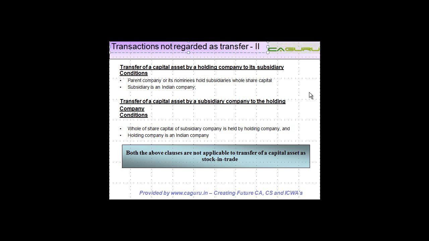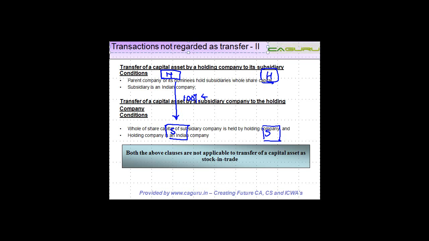Moving on, let's see some more transactions which are not regarded as a transfer. In this case, we are talking about transfers between a holding company and its subsidiary. So there can be two cases here. Let's say you have two companies, we call them H and S, and there are two cases we are dealing with here. The first thing is that the holding company should own 100%. Of course, there can be nominee shareholders for one share or something.